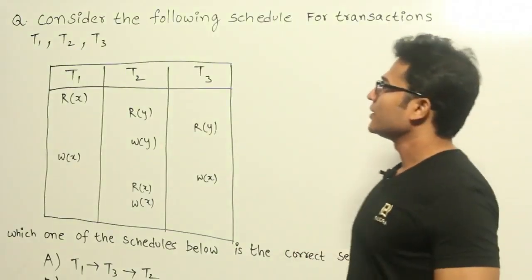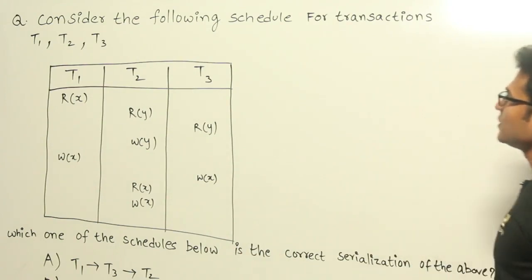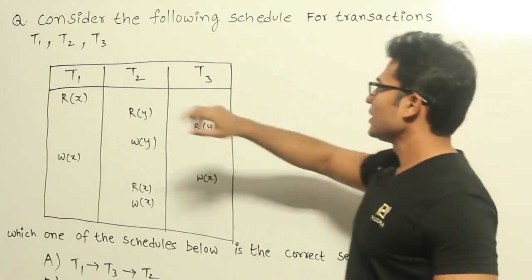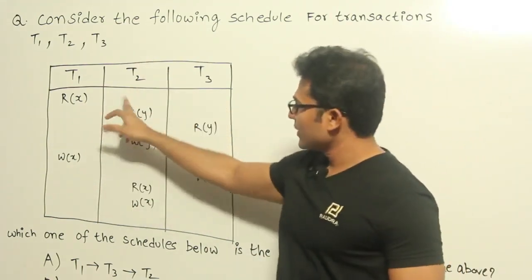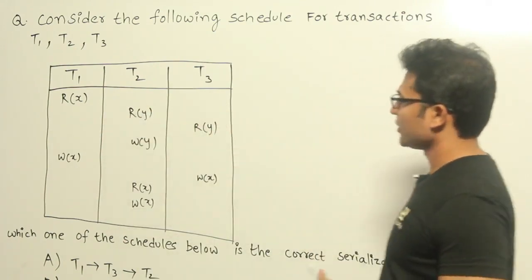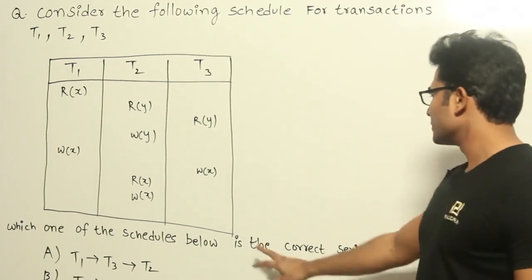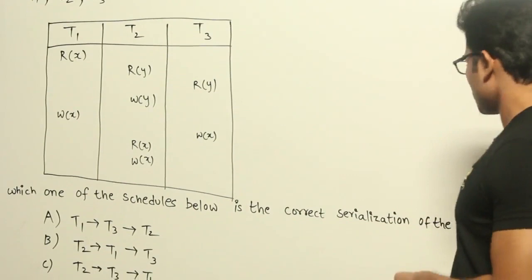This question is given in GATE previous year. So I'll just read it out for you. Consider the following schedule for the transactions T1, T2, T3. So 3 transactions are given like this, and the actions are given here, and it is a schedule. Now which one of the schedules below is the correct serialization of the above?